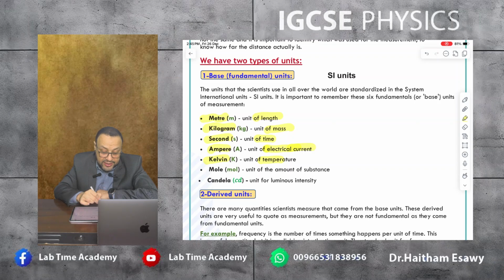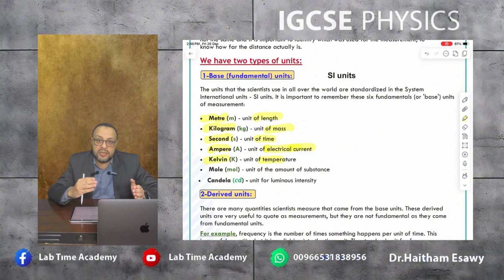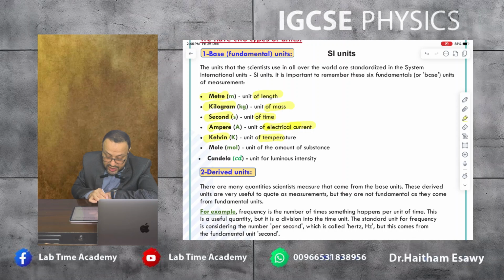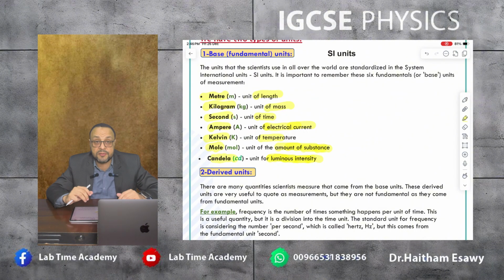Also for length, we have many units: meter, centimeter, millimeter. But what is the base unit for length? Meter. We have many units for mass: kilogram, gram, ton. But the base unit for mass is kilogram. Also we have the mole, which is the unit for the amount of substance. Also the candela, cd, which is the unit for luminous intensity. So from 1 to 7, we have 7 base or fundamental units.